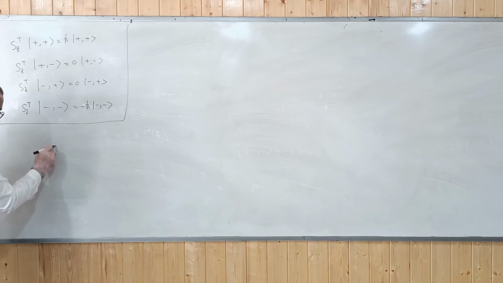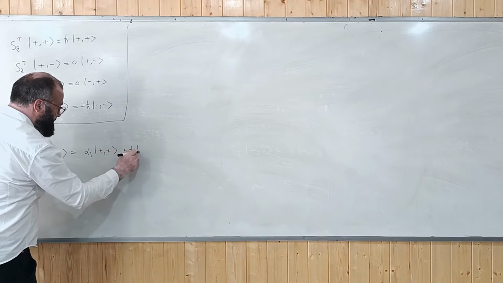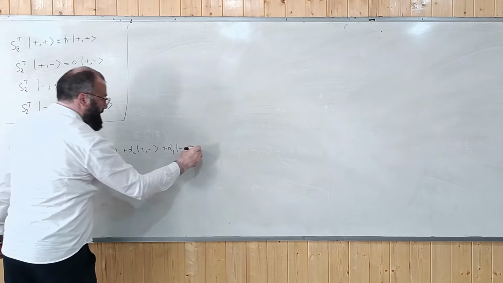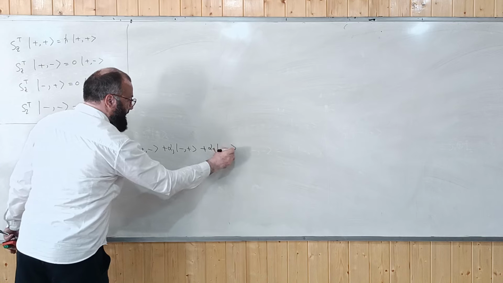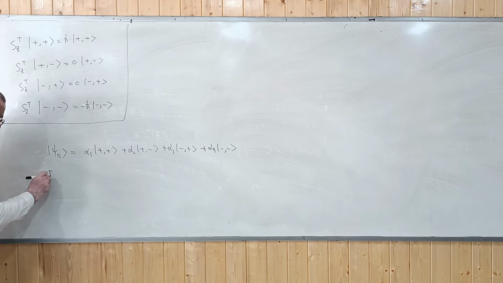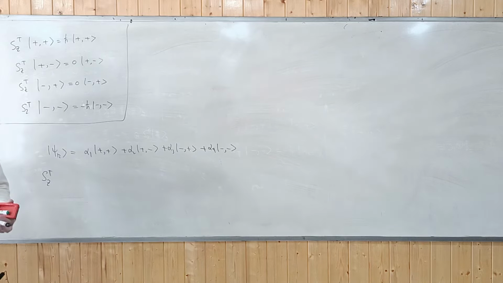So I have my general state psi 1, 2. Let's take what that is: alpha 1 plus plus, alpha 2 plus minus, plus alpha 3 minus plus, plus alpha 4 minus minus. Got it? Now let's apply S_Z total on it. So now you should have got how we operate these operators on these various states. Clear? Any problem? If you have any confusion, just tell me. Any confusion? No, sir. Okay, good.